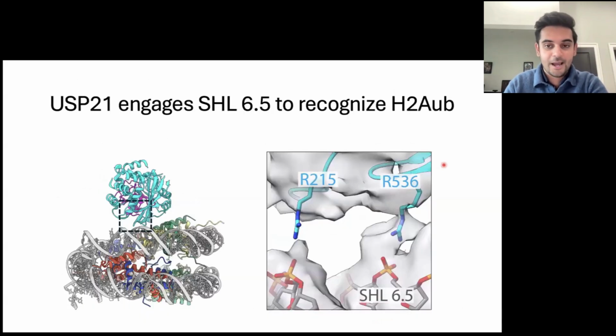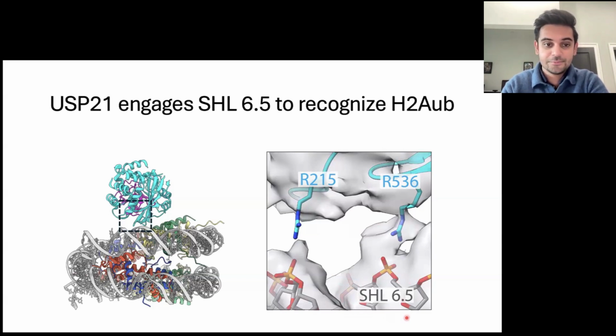And along with this acidic patch, on the back end of USP21, there are two arginines that position it to engage with the nucleosome DNA, particularly at superhelical location 6.5, by binding to the negatively charged phosphate backbone of the nucleosome DNA. I don't show these features just for the general appreciation of the USP21 structure-function relationship.